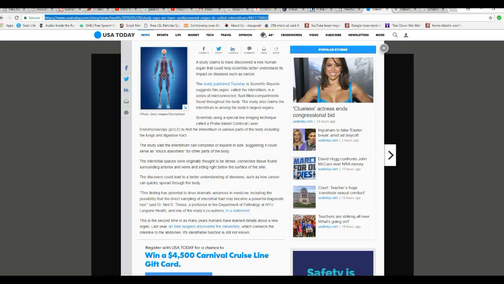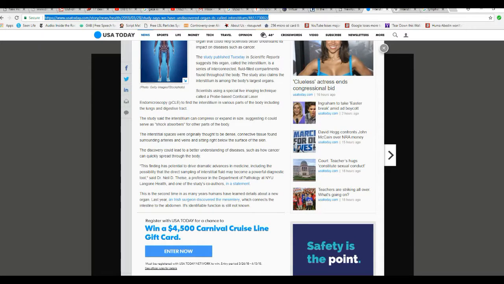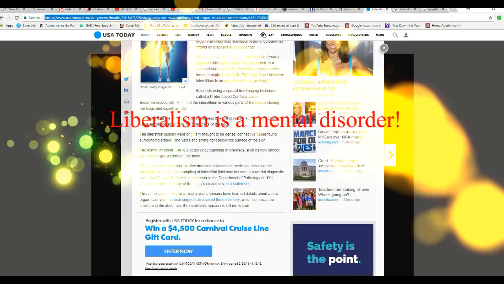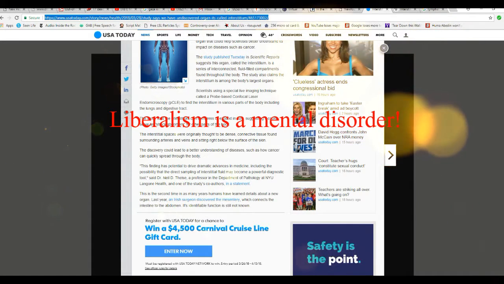This finding has the potential to drive dramatic advances in medicine, including the possibility that direct sampling of interstitial fluid may become a powerful diagnostic tool, said Dr. Neil D. Theis, a professor of Department of Pathology at NYU and one of the study's co-authors, said in a statement.